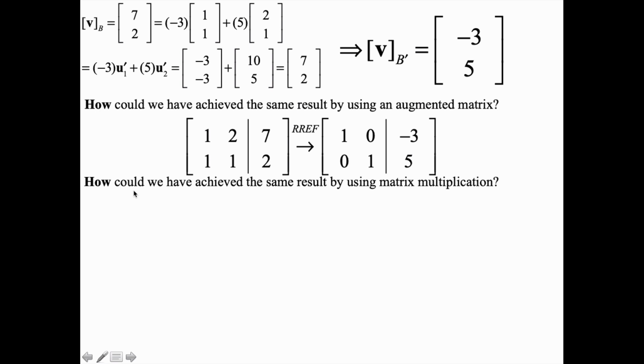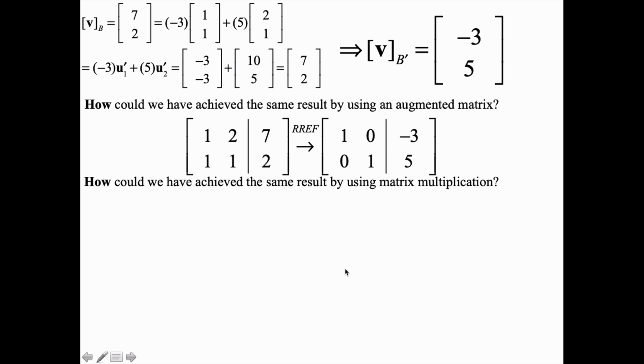But another question comes up, how could we have achieved this same result of getting these new coordinates relative to a new basis by matrix multiplication? Well, the fact that this square coefficient matrix is invertible is logically equivalent to saying that its inverse could be used as a pre-multiplier to get the same coordinates -3, 5. So for this coefficient matrix to be expressed in reduced row echelon form to get 1, 0, 0, 1, that's logically equivalent to saying it's invertible.